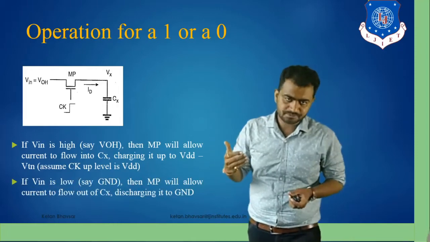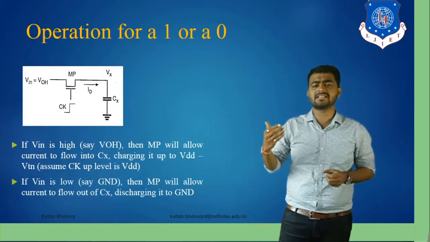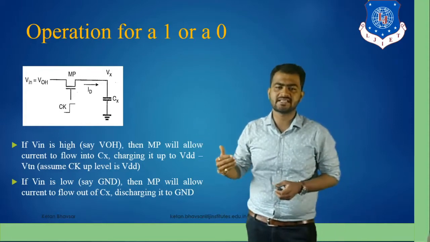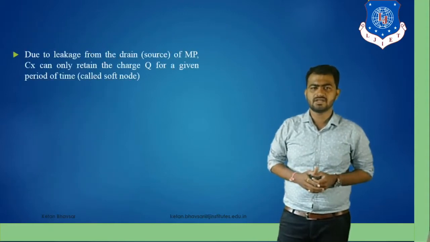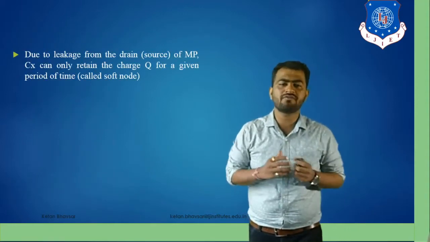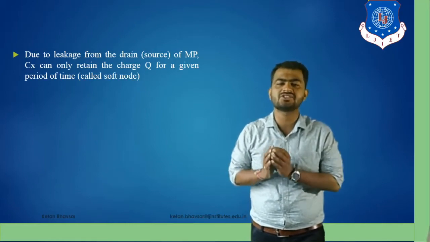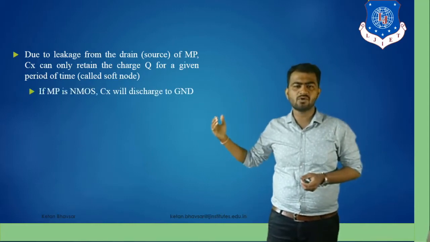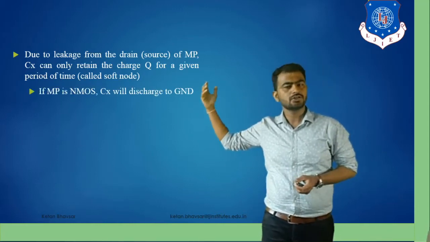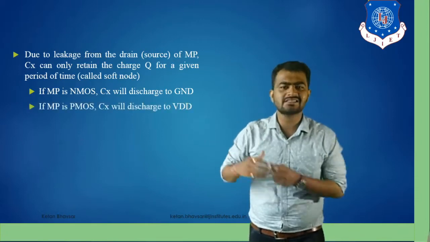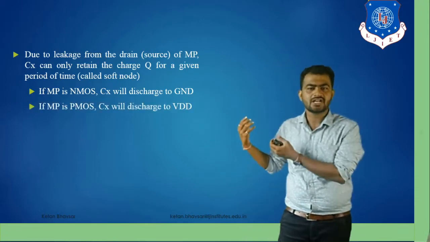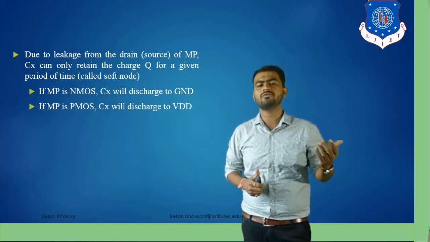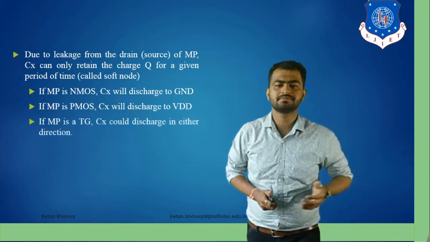If Vin is low, in terms of digital we consider it a 0, it is ground. The MP will allow current to flow out of Cx, discharging it to ground. Due to the leakage from the drain of MP, Cx can only retain the charge Q for a given period of time. If the MP is NMOS, the Cx will charge to ground, and if MP is PMOS, then Cx will discharge to VDD, because ultimately we are talking about a 0 and 1; PMOS works on active low and NMOS works on active high.